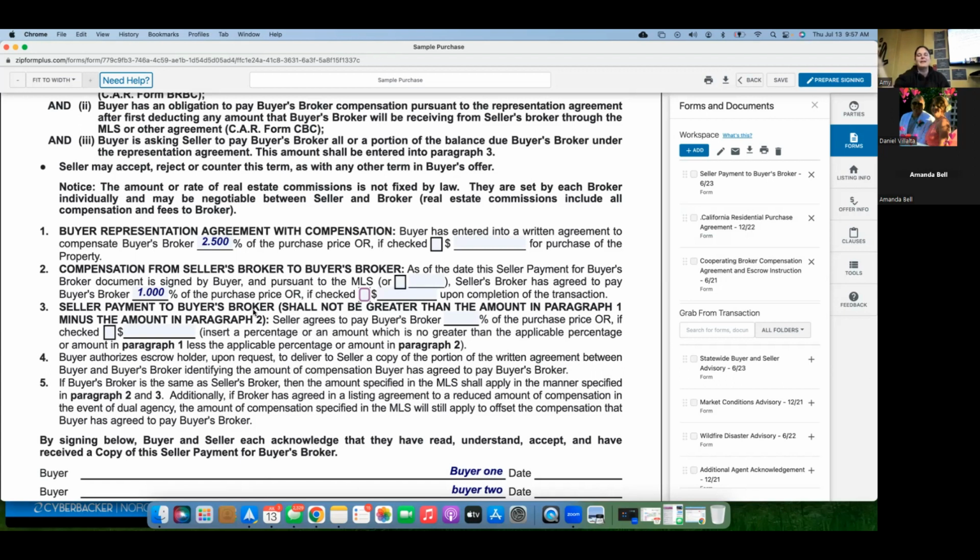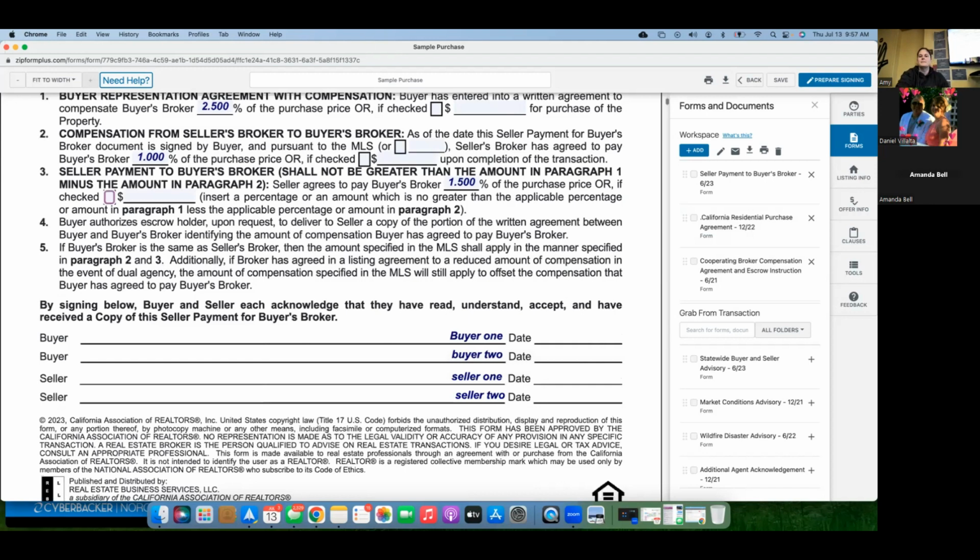So this is saying that, hey, we can't ask the seller for more than what the buyer's obligation is. So if the buyer's obligation is 2.5, we're getting 1%. That reduces it to 1.5%. Boom, of the purchase price or blank. So line 3 gets the difference of line 1 minus line 2. Okay. And then the buyer signs this and you submit it with the offer.